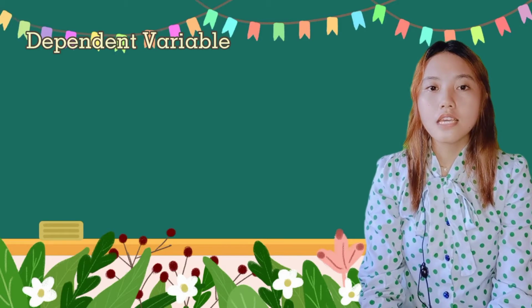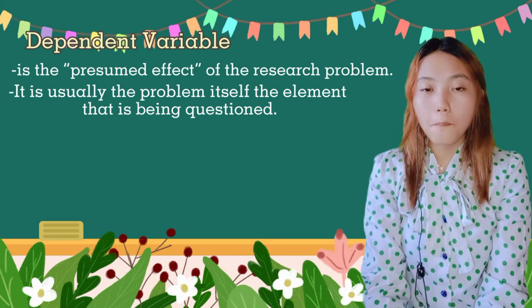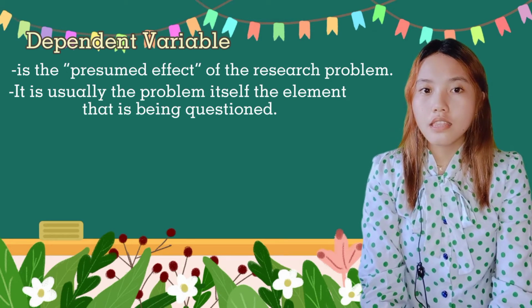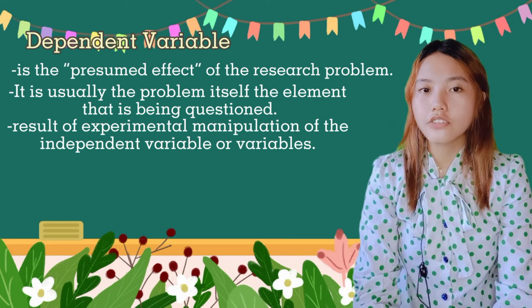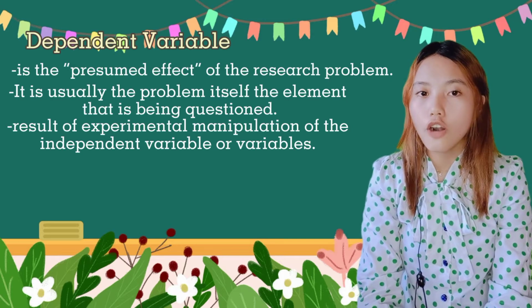Dependent variable is the presumed effect of the research problem. It is usually the problem itself or the element that is being questioned. This variable is altered as a result of experimental manipulation of the independent variable or variables.